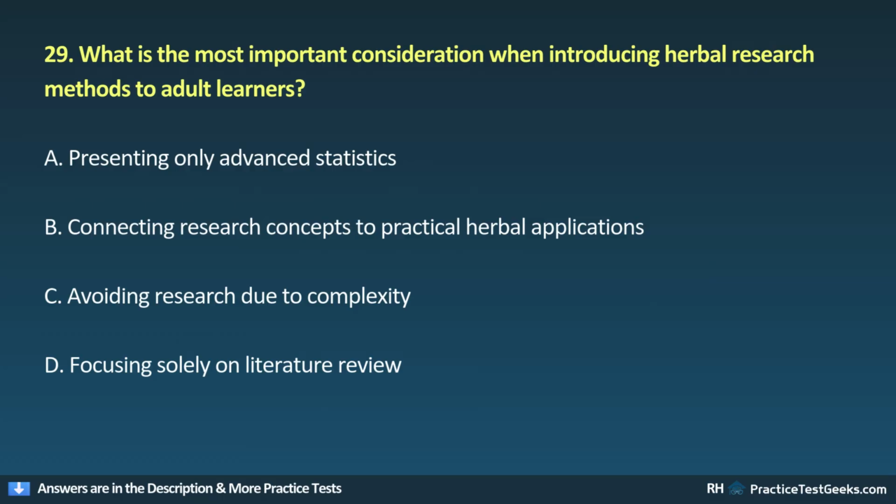What is the most important consideration when introducing herbal research methods to adult learners? A. Presenting only advanced statistics. B. Connecting research concepts to practical herbal applications. C. Avoiding research due to complexity. D. Focusing solely on literature review.